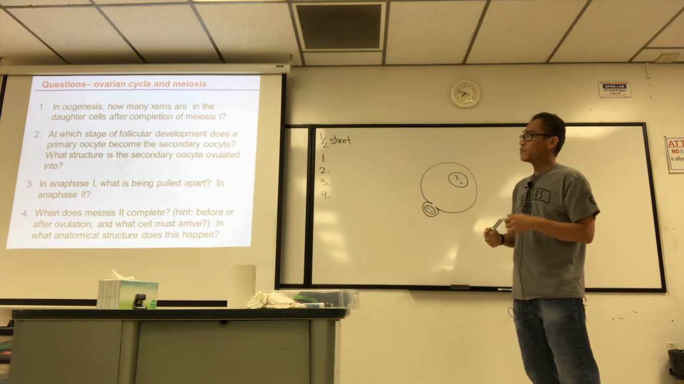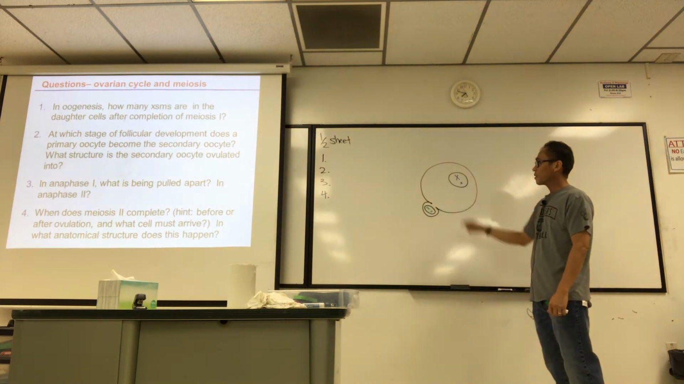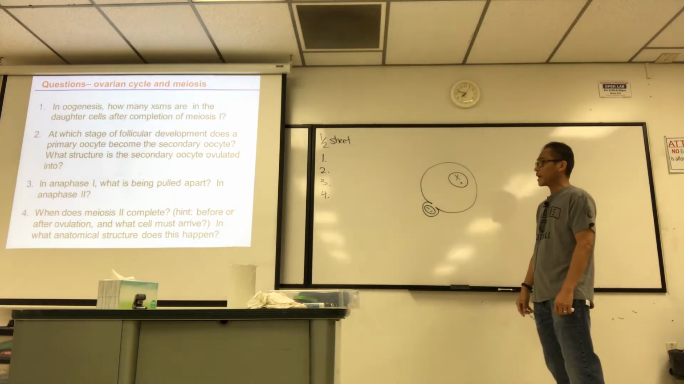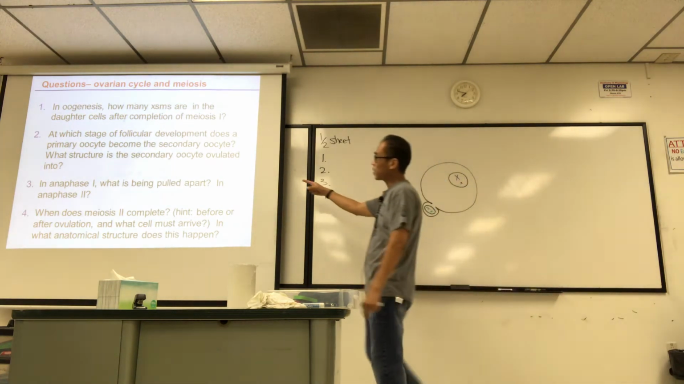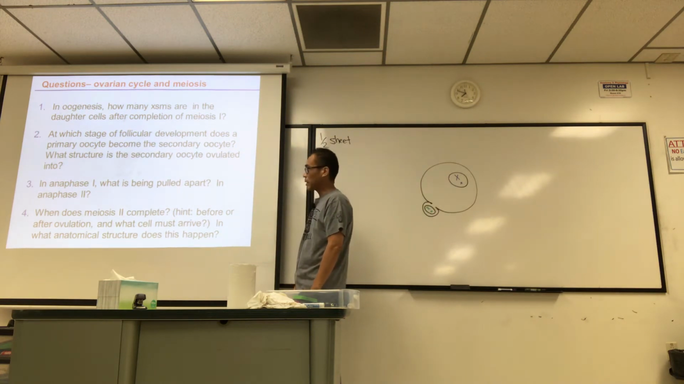Now, in which stage of follicular development does the primary become the secondary? So, I said one achieves dominance, okay? So it's the one secondary that becomes tertiary. So there's no strict answer for this first part of number 2. It's the one that achieves dominance. So that stage of follicular development could be late secondary, early tertiary. This is an easy question, I think. Ovulate into what? Uterine tube, yeah.